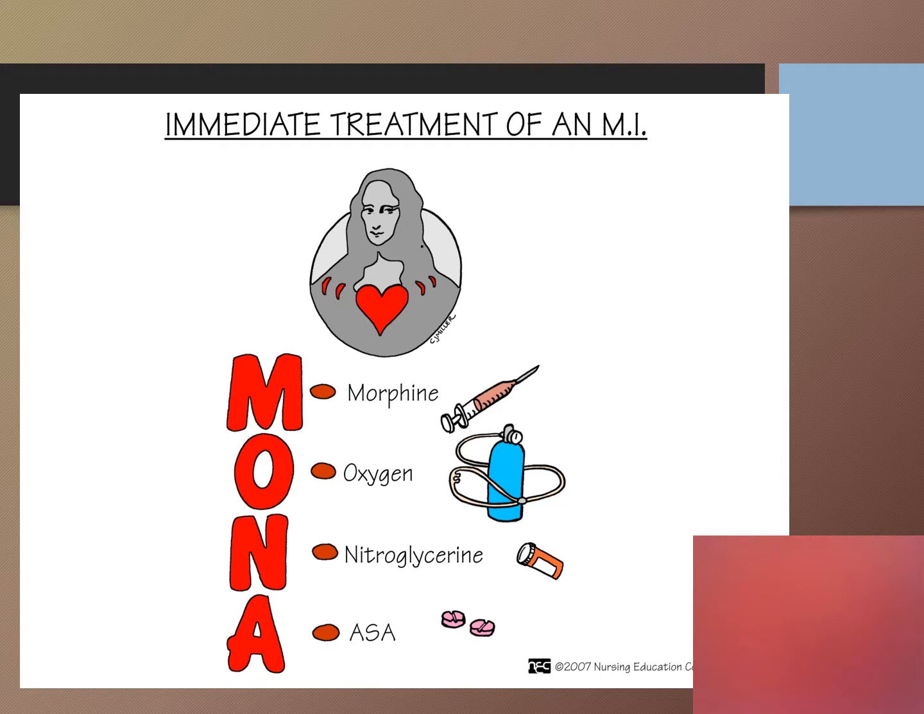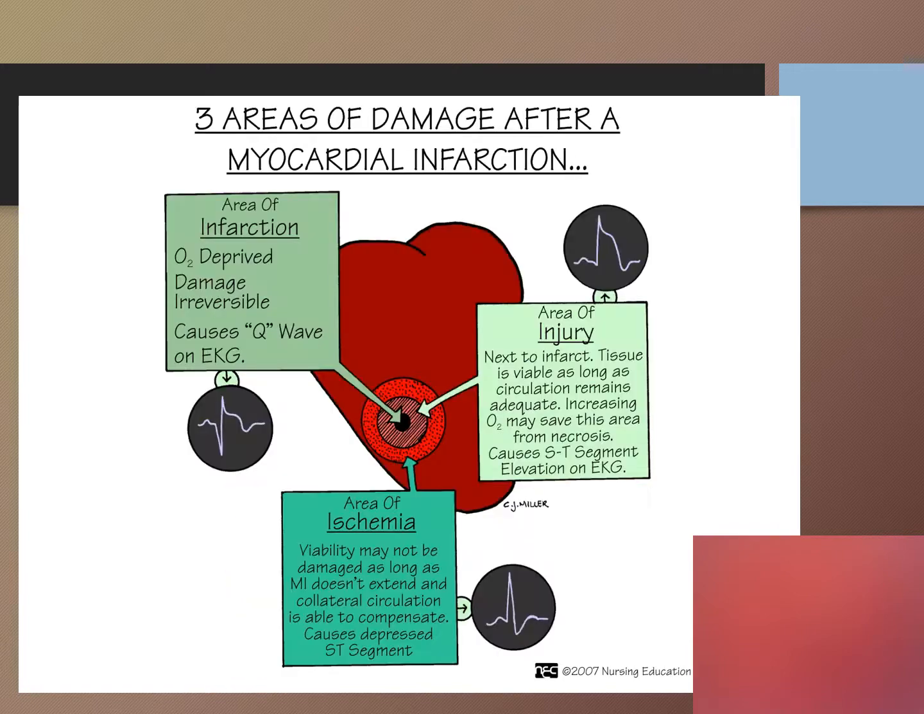And here's a mnemonic to help you remember the 4 first-line treatments that we provide to a patient we believe to be having an acute MI. And this shows the 3 areas of damage following a myocardial infarction.